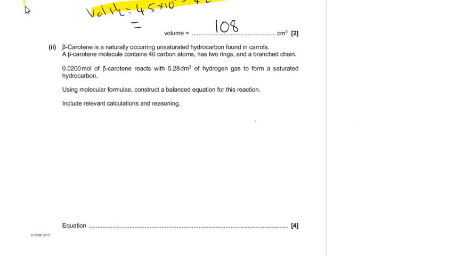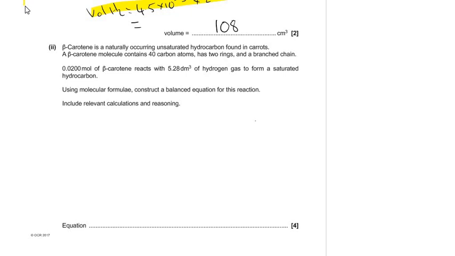Finally then, we're looking at beta-carotene, which is a naturally occurring unsaturated hydrocarbon found in carrots. And they tell us that it is a molecule containing 40 carbon atoms with 2 rings and a branch chain. They also tell us that 0.02 moles of it can react with 5.28 decimeters cubed of hydrogen to form a saturated hydrocarbon, so another hydrogenation reaction. And they want us to construct a balanced equation for the reaction using molecular formulae.